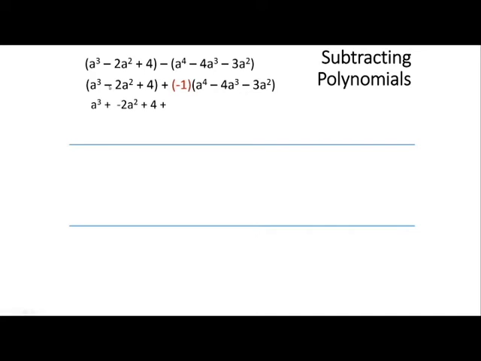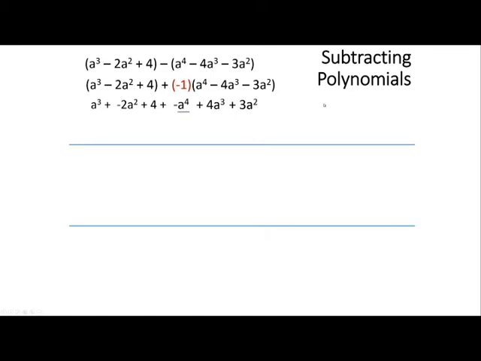So notice I turned this minus into plus negative. I'm going to take this -1 times a to the fourth and get -a to the fourth. I'm going to take this -1 times -4a cubed and get +4a cubed. And I'm going to take this -1 times my -3a squared and get +3a squared. After I've done this, it works exactly like it did when I was working with addition.